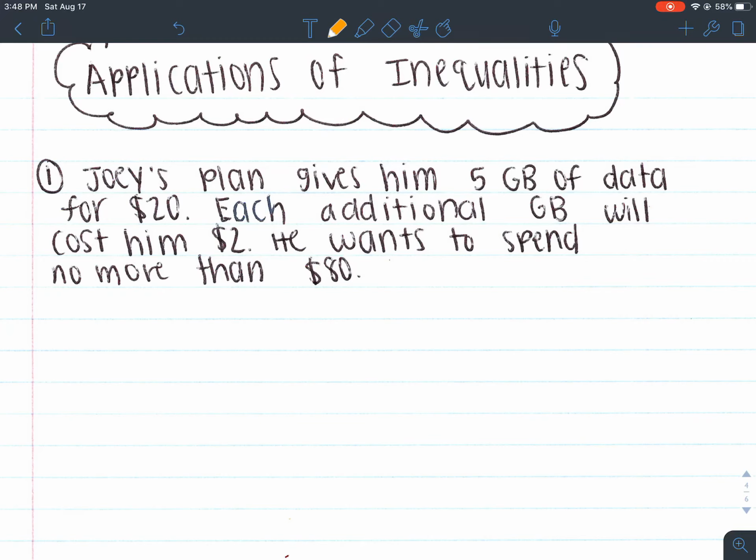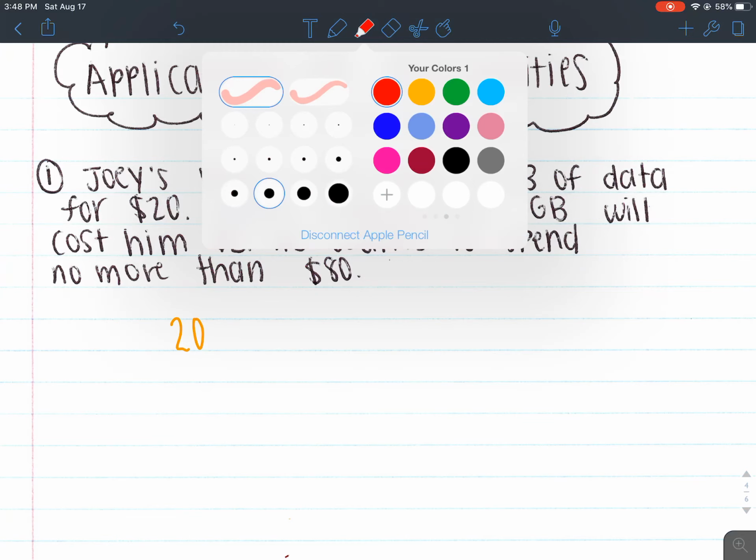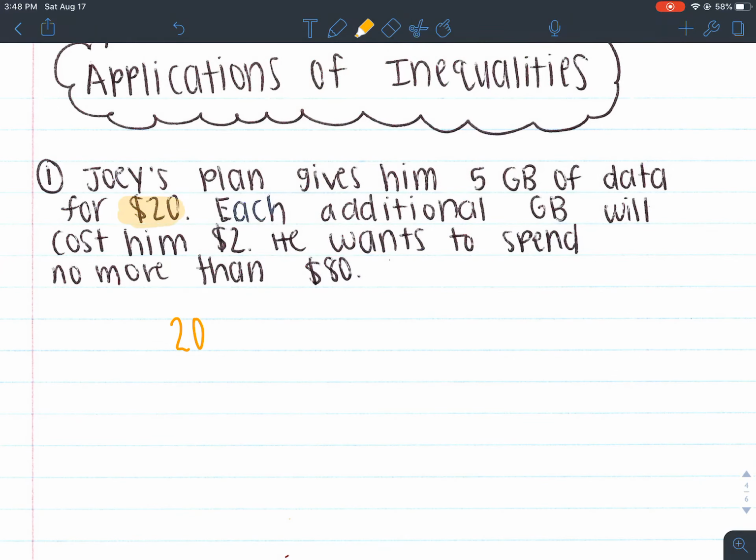All right, let's talk about all of the information we're given here. We're given 5 gigabytes of data for $20. So no matter what, his plan is going to give him 5 gigabytes as long as he pays $20 every month. So the $20 is constant. That isn't going to change. So we have 20, right? So I'm going to go ahead and highlight that in orange, $20.